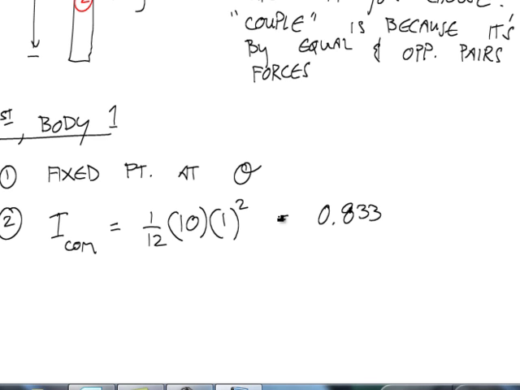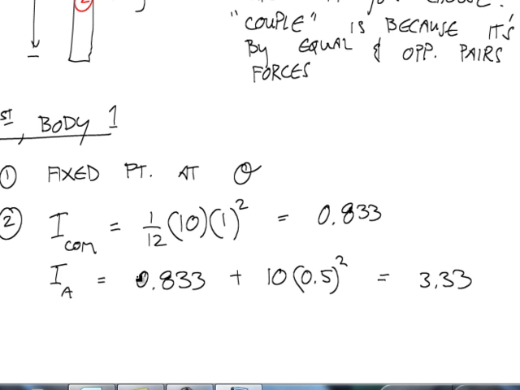Okay. And so then the moment of inertia about that fixed point is 0.833 plus the mass times the distance squared. We have to use the parallel axis theorem here because it's not about the center of mass. What's the distance? 0.5, yep. And so this, I know, is equal to 3.33. But that's what I have anyways.